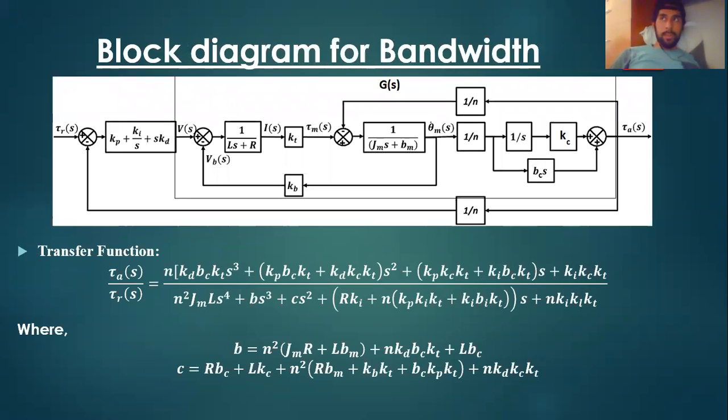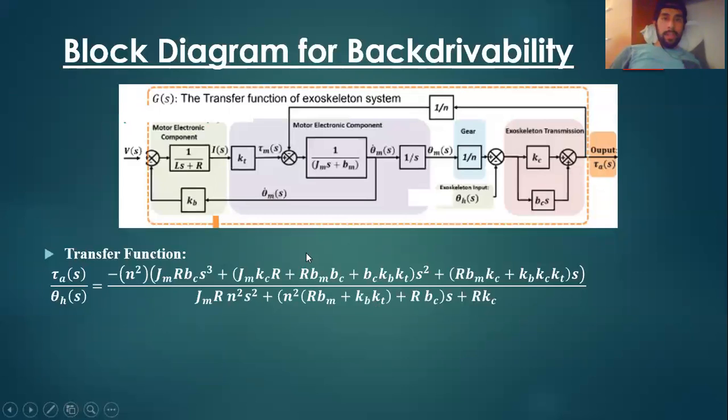So to start a simulation, we first have to draw the block diagram for the bandwidth and for the backdrivability. As you can see, our transfer function would be dependent on the torque that is outputted versus the reference, where 1/n is a feedback. And for the backdrivability, due to the fact that we are comparing to an unpowered source, our voltage would be 0. So our input would be depending on the leg position or delta H.